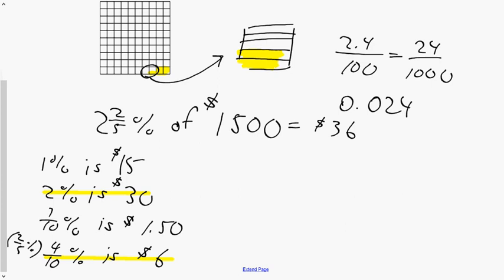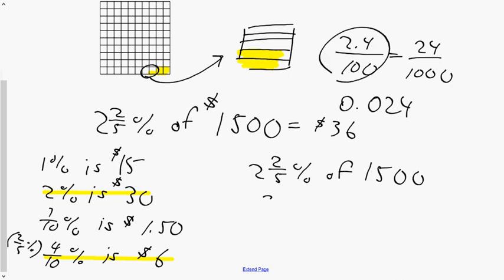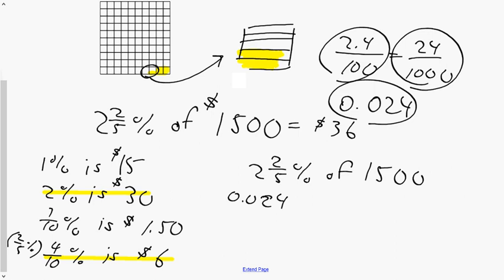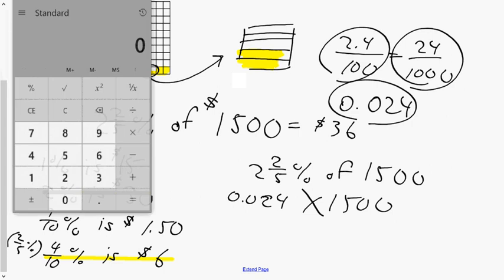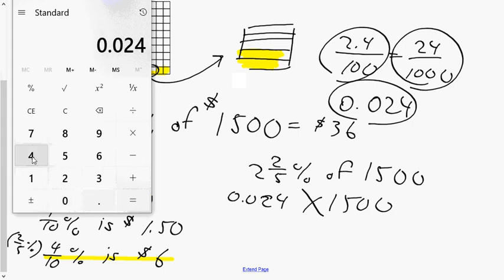That's mental math. Colby, how would I do that with a calculator? Right, so we're going to change this to, what did we say it was as a fraction and as a decimal. Which one do we want to use here? The decimal. So 0.024, which is 2 4/10% of 1,500. 0.024 times 1,500 is 36.